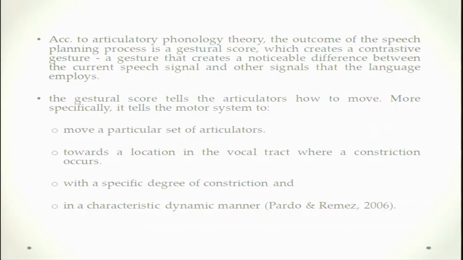Then it includes 3 or 4 things. It includes moving a particular set of articulators towards a location in the vocal tract where the constriction of air has to happen. What is the degree of constriction? Does the air completely stop or only a little bit? And it is happening in a very dynamic fashion. So, this is a little bit of the physics of the production of speech. I am not going into a lot of detail, but what you have to remember is the speech planning part and also how the speech planning is executed using these different articulators.